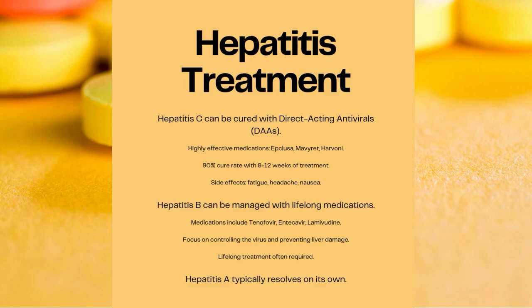DAAs are usually taken in a pill form for 8 to 12 weeks, and they have a high success rate, curing about 90% or more of people who complete the treatment. Common medications for hepatitis C include Epiclusa, Mavyret, and Harvoni. Side effects of DAAs are generally mild but can include fatigue, headache, nausea, and mild gastrointestinal issues. Most people tolerate these treatments well, and because they're highly effective, they can prevent the long-term complications of hepatitis C like cirrhosis or liver cancer.